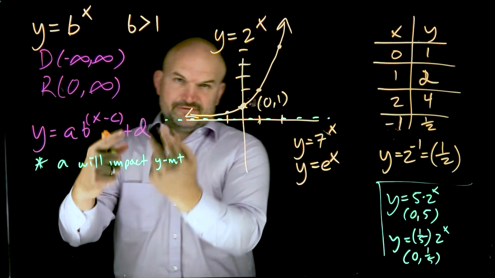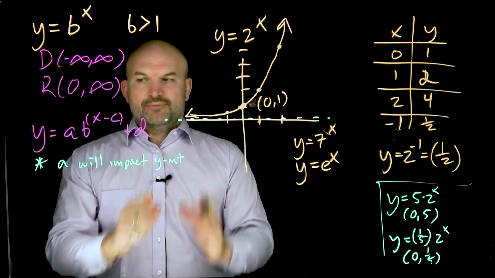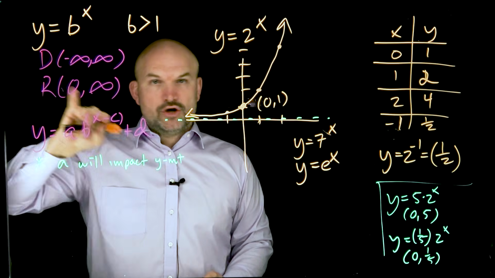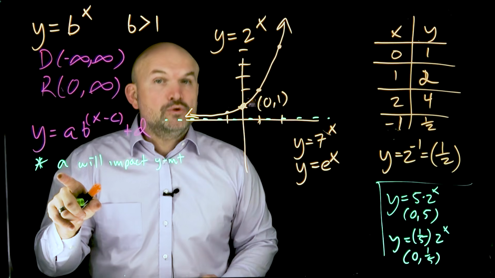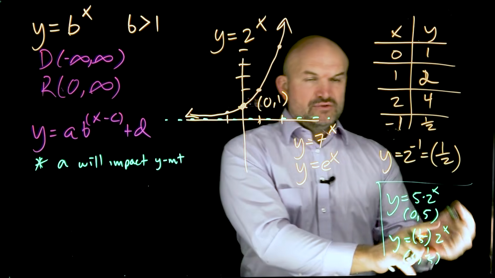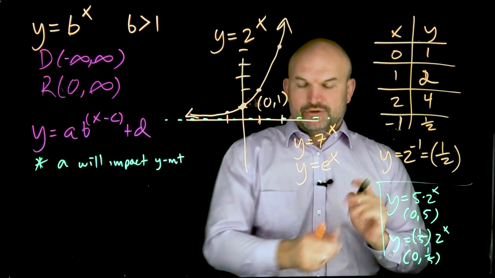Now obviously, if you have different transformations on your d or your c, that's going to impact the y-intercept. But it's really important: if you have an a and there are no other horizontal or vertical transformations, then a is going to represent your new y-intercept. If there's no c or d, a represents your new y-intercept. That is something critically important.